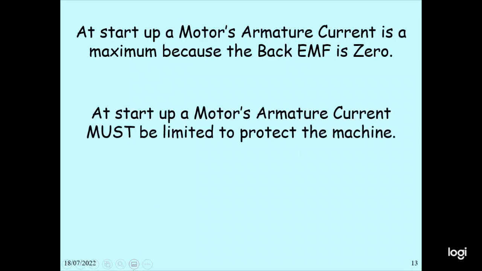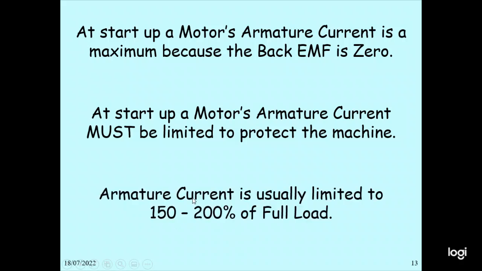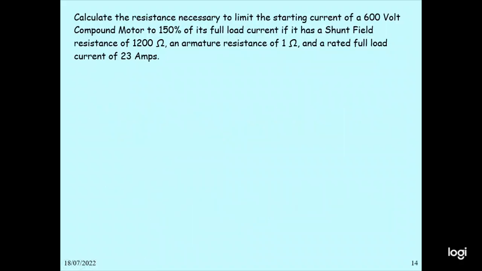In this case, at the start of the motor, armature current is maximum because the back EMF is 0. At the start of the motor, armature current must be limited to protect the machine. Armature current is usually limited to 150 to 200% of the full load. Calculate the resistance necessary to limit the starting current of a 300 volt shunt motor to 150% of its full load current.